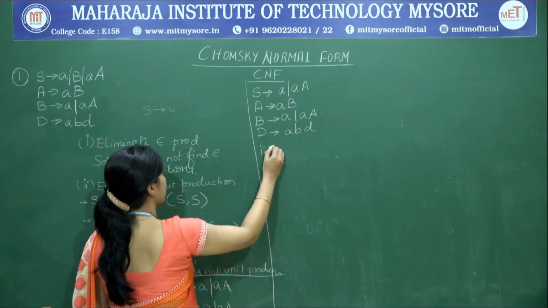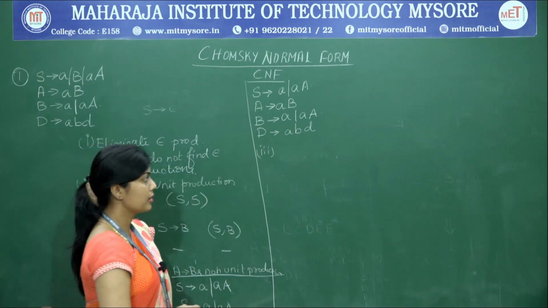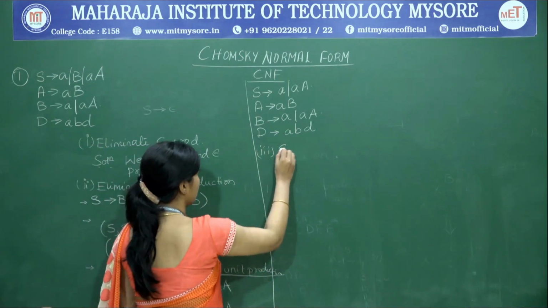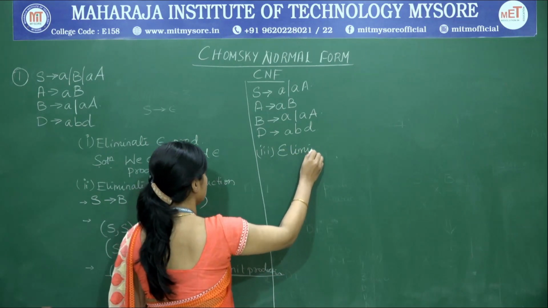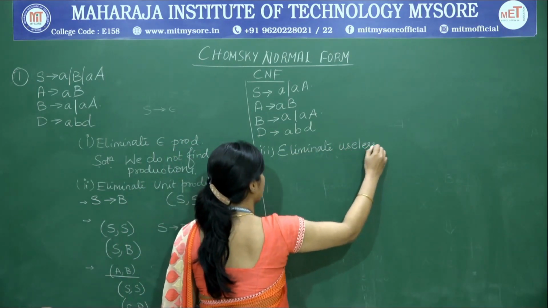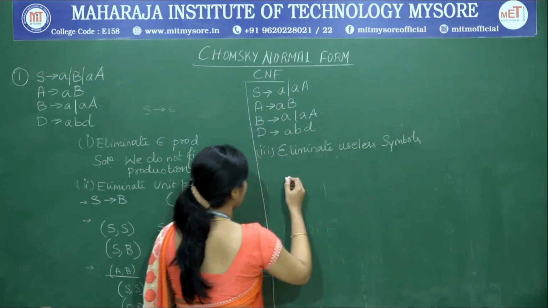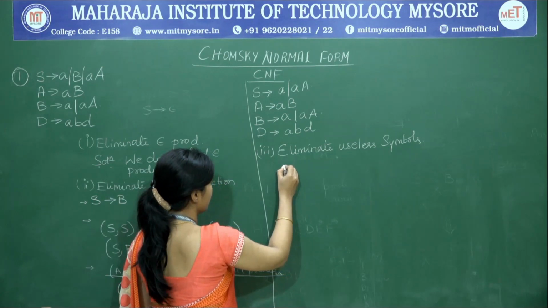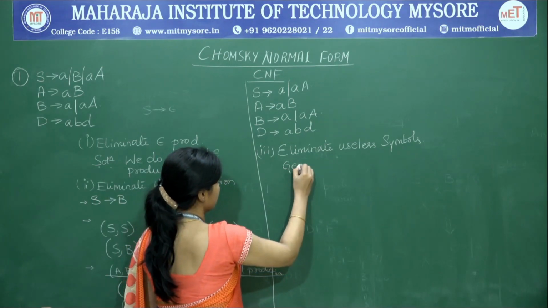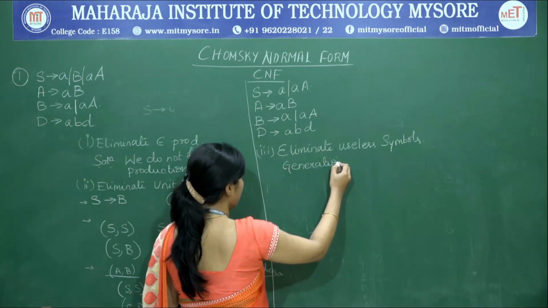Next, the third step we are going to perform is elimination of all the useless symbols which are there in the grammar. So eliminate useless symbols. For this, we are going to consider first the generating test, and the second one will be the reachability test.